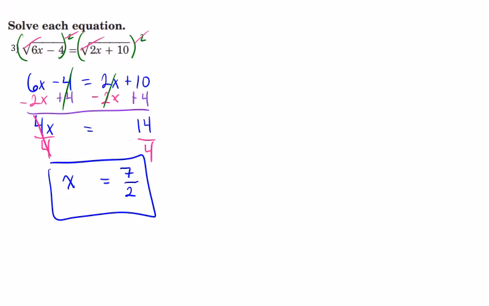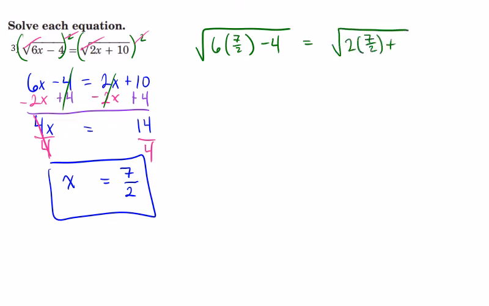And actually, let's double check for extraneous solutions, right? So I'm going to go before I squared both sides. I'm going to go 6 times 7 over 2 minus 4. I'll do this in a different color here. Does that equal the square root of 2 times 7 over 2 plus 10? All right. So 6 times 7 over 2, let's just do some mental math real quickly. I'll show it on the board though.